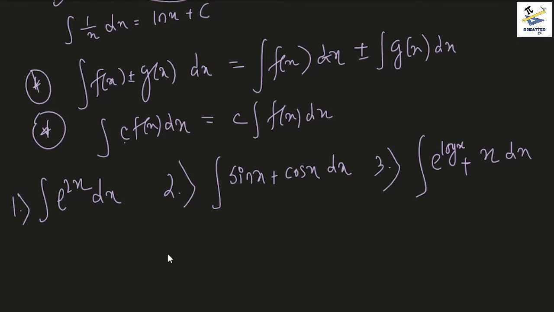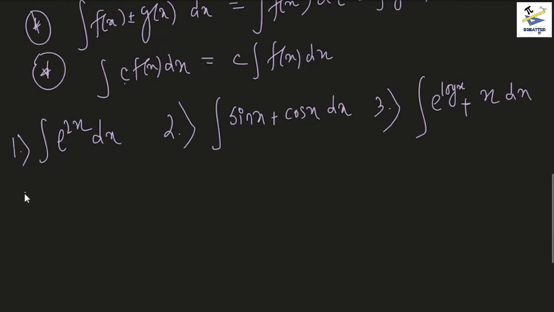So let us try to evaluate all three of them. The solution for 1, as you can see, it's just e to the power 2x dx. What we can do here is we can write integral of e to the power 2x dx equals e to the power 2x divided by 2 plus c, right?